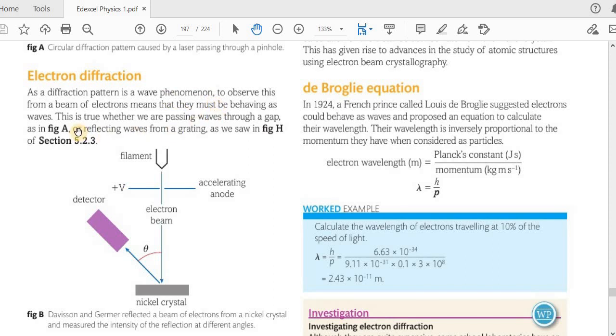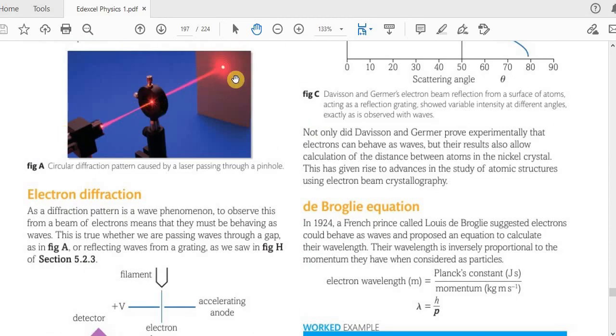So this is what I mentioned earlier. This is true when we are passing waves through a gap, as in figure A. In this case you can see here the diffraction pattern for this monochromatic light from the laser. Mono means one color, so you can see just the red color.